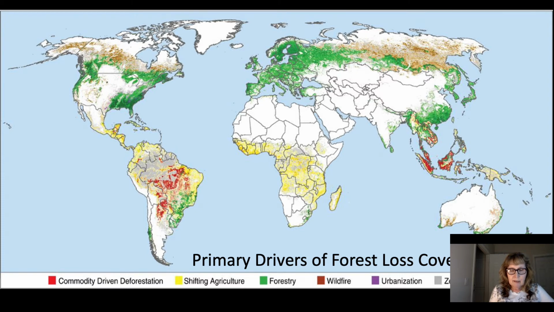Wildfire is a large-scale loss of forests as a result of burning of vegetation in forests. There's no conversion of the lands to other uses after the wildfire has moved through the forest. And forestry is green, wildfire is red. Urbanization is the fifth one, and that's purple, I believe, in the map. And it involves the conversion of forests to develop or redevelop urban centers.